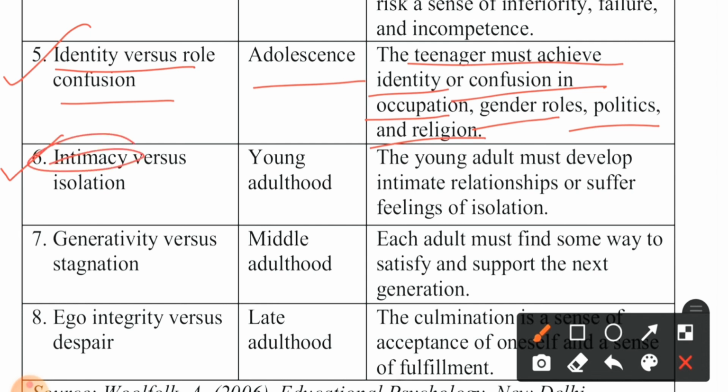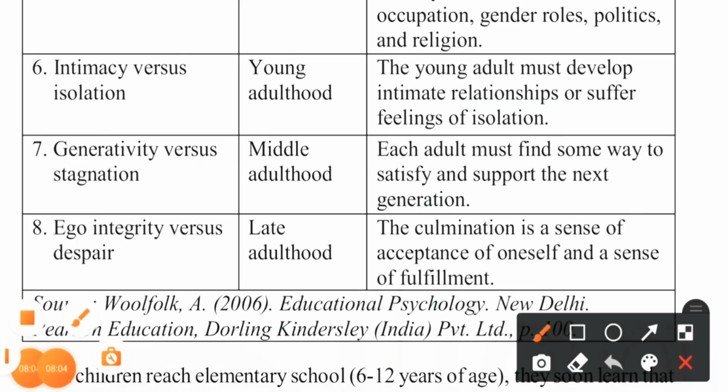Okay, 6th one is intimacy versus isolation. Intimacy means closeness. This stage's time period is young adulthood. And the word isolation is a lonely kind of feeling. So at young adulthood, this happens. The young adult must develop intimate relationship or suffer a feeling of isolation. Either they develop an intimate, close relationship with someone, or they may feel isolated also. Okay, 7th stage is about generativity versus stagnation.